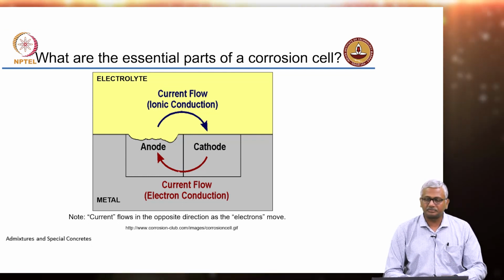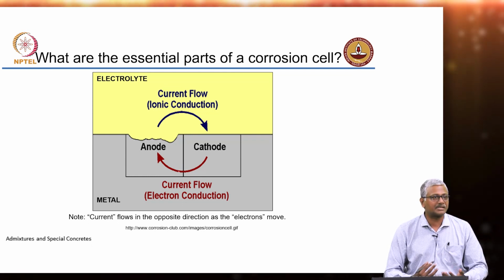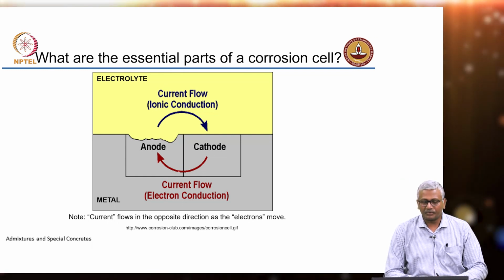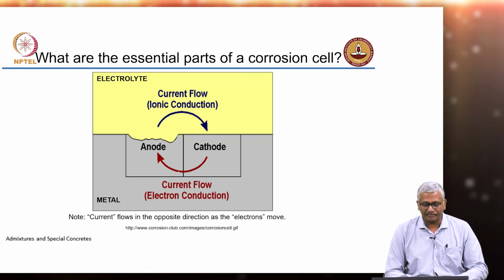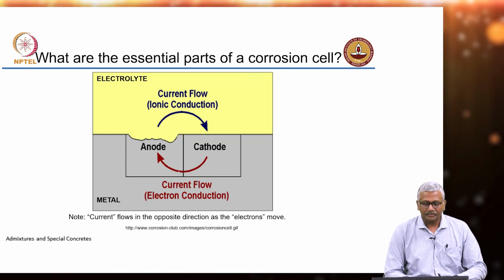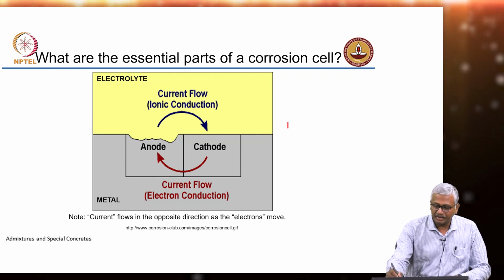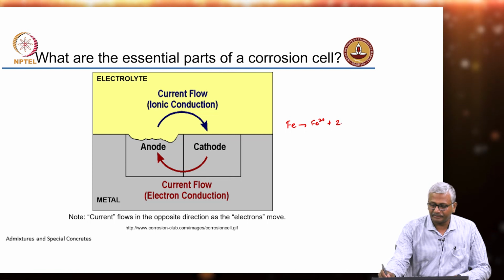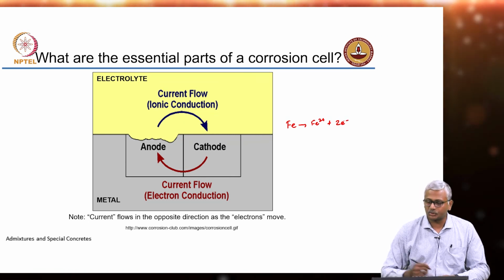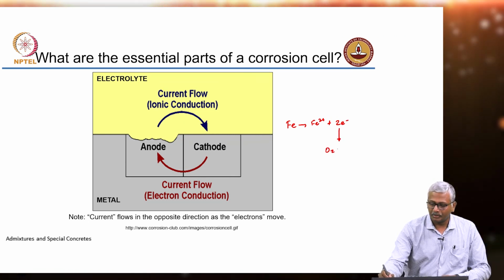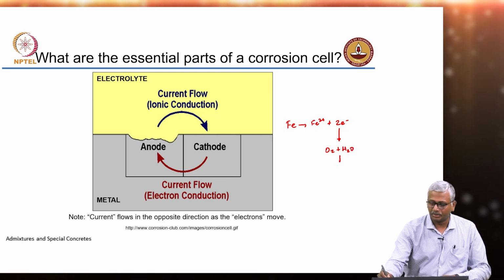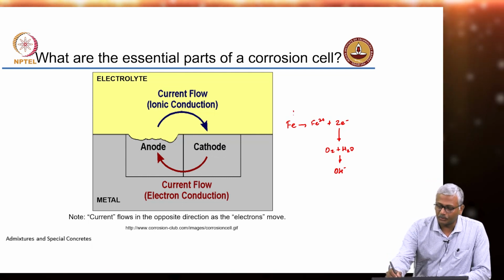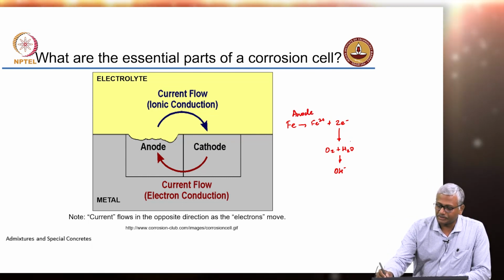Now, before that, some basic definition of the electrochemical cell that occurs during corrosion. We know that on the same site of steel, you have an anode and a cathode. The anode is where the iron is getting converted to ferrous ion plus 2 electrons. These 2 electrons are then combining with oxygen and moisture at the cathode to produce your OH minus, right. So, that is your anode and that is your cathode.